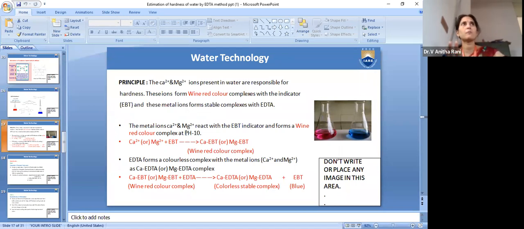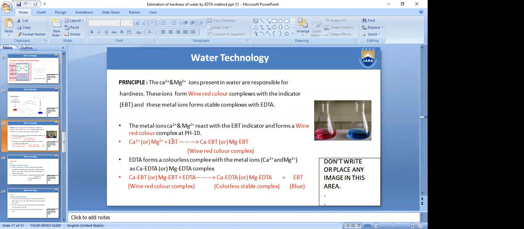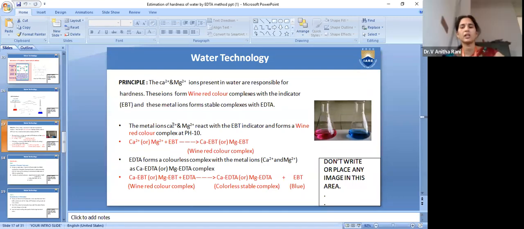Why is it known as the complexometric method? I am going to tell you now. Is anybody having any doubt? We have just started the principle now. Students, are you listening to me? Yes, ma'am. Listen carefully. If you understand this, you can write it on your own.